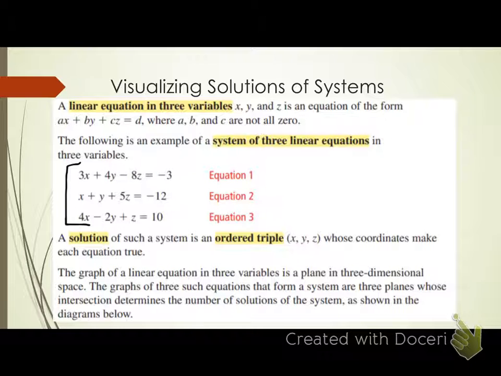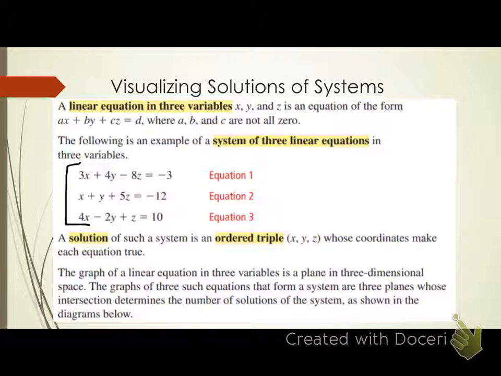So once again, the ordered triple makes all three equations true, just like our ordered pair made both of our equations true. Right? You guys remember that? My ordered pair of my system in two variables made both of my equations true. My ordered triple makes all three equations true. The graph of a linear equation in three variables is a plane in three-dimensional space. The graphs of three such equations that form a system are three planes whose intersection determines the number of solutions of the system, as shown in the diagrams on the next slide.